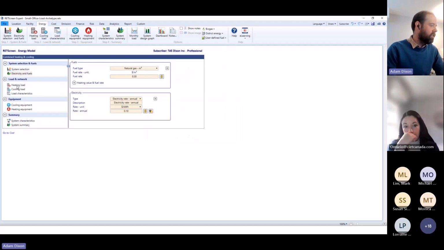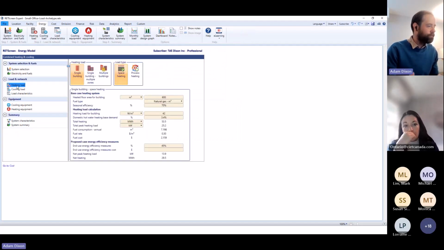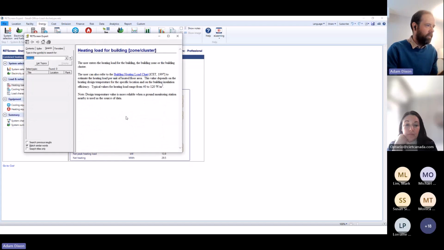Then what we need to do, and this is where I say a few inputs, is define the floor area of our building, the fuel in the base case, and the seasonal efficiency in our base case. Now this number is the most important number here. This watts per square meter, you can use a guide RedScreen provides you.